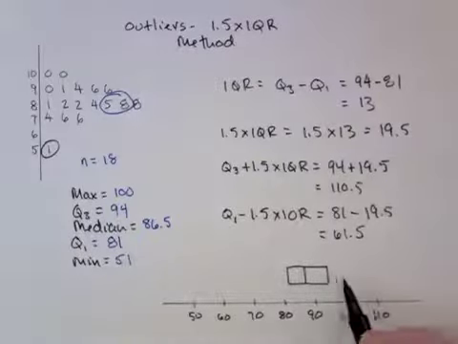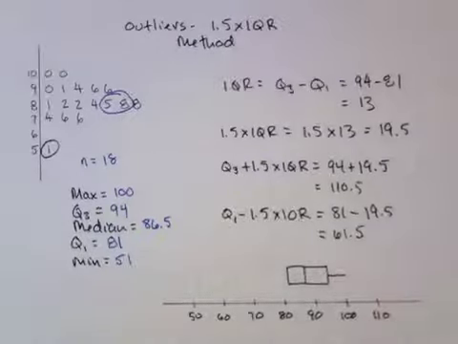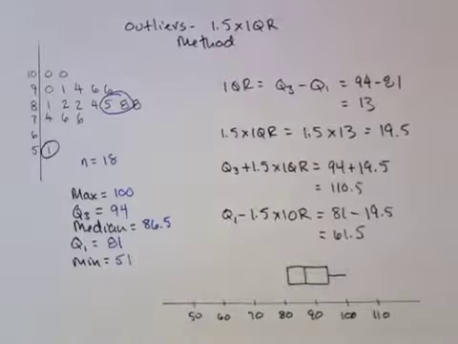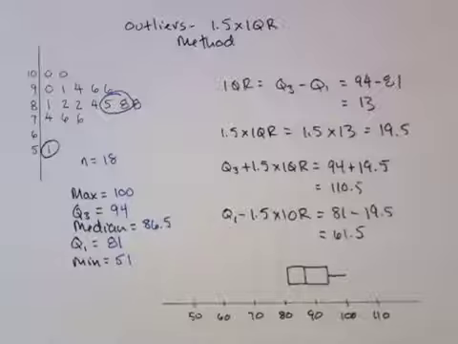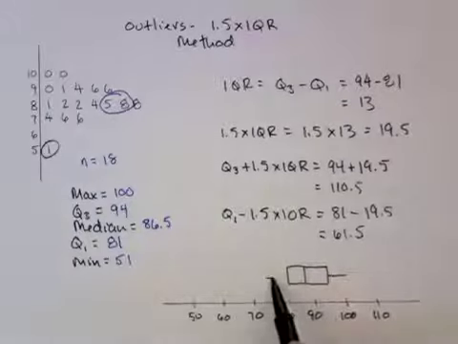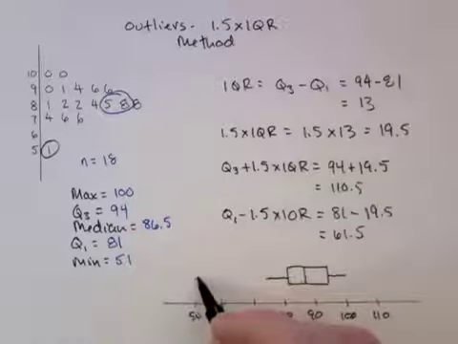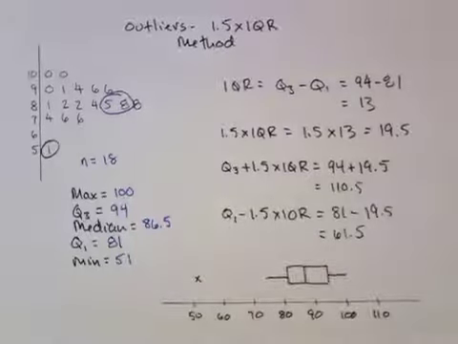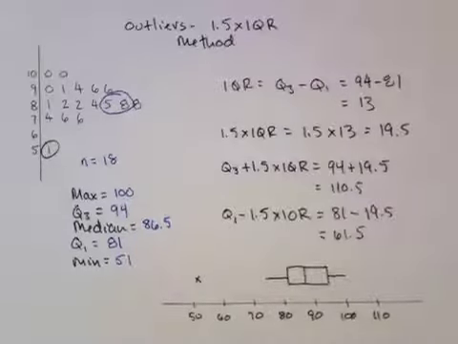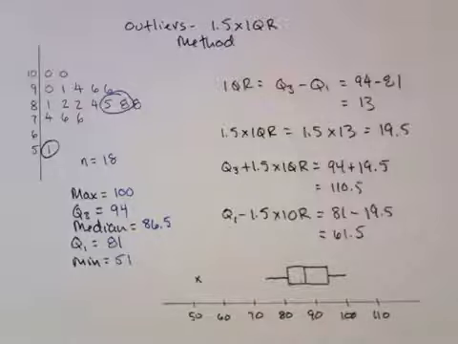And then we need to go out to the maximum of 100. And then because we've identified an outlier, we're only going to go to the left with the whisker to the lowest non-outlier value, which is 74. It's about there. And then we would separately identify the 51 with a little dot or asterisk or something of that sort. And that is a quick review of the 1.5 times IQR method for identifying outliers.